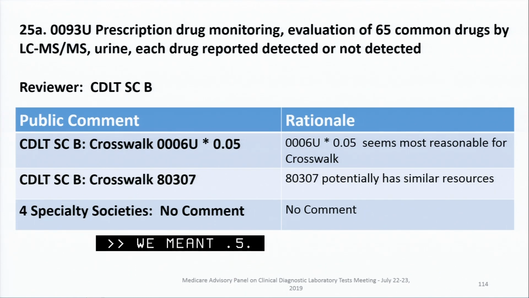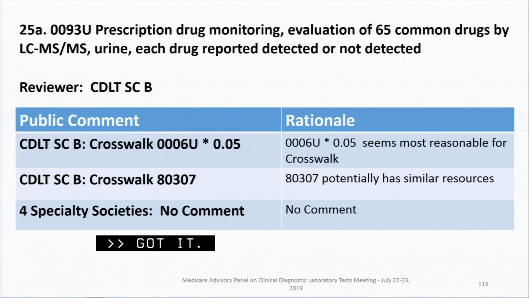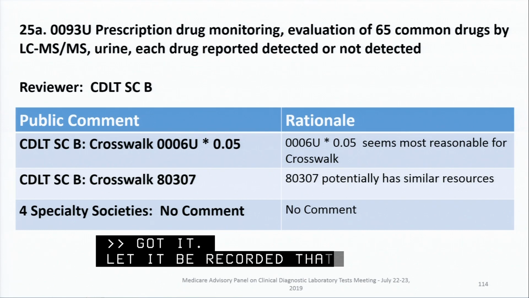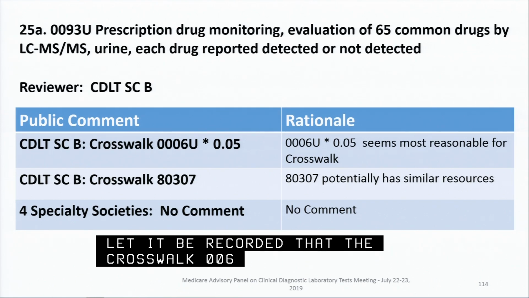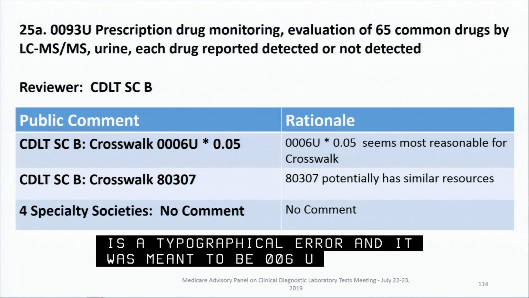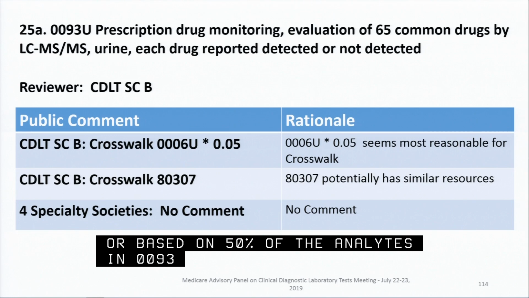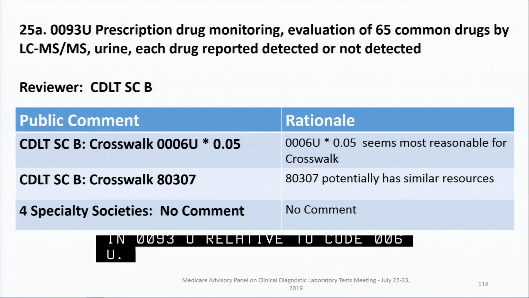Dr. Harris, did you have a question? Yeah, that was the same. Got it. So let it be recorded that the crosswalk 0006U times 0.05 is a typographical error, and it was meant to be 0006U times 0.5, or based on 50% of the analytes in 0093U relative to code 0006U. Dr. Bossler? This is Dr. Chandra. I apologize for that clerical oversight. No problem. Thank you, everyone.